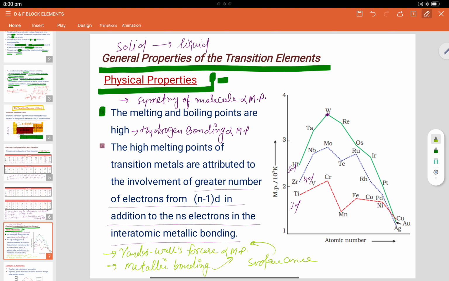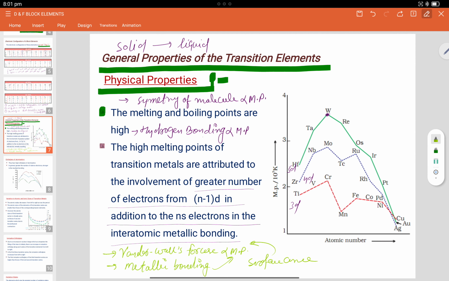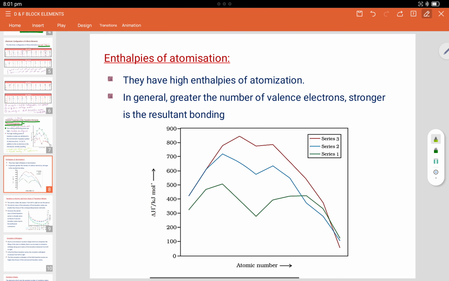These are the points I explained. Next point is enthalpy of atomization. What is, guys, enthalpy of atomization, or you can say heat of atomization? Heat or enthalpy of atomization, same thing. What is the meaning of this? Enthalpy change when a compound's bonds are broken and the component atoms are reduced to individual atoms. Definition I am telling you.